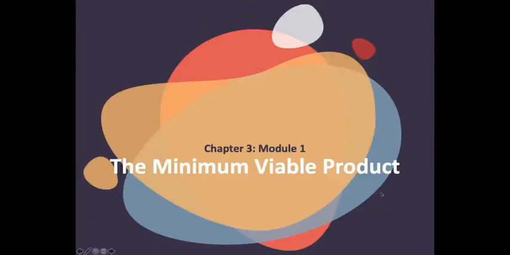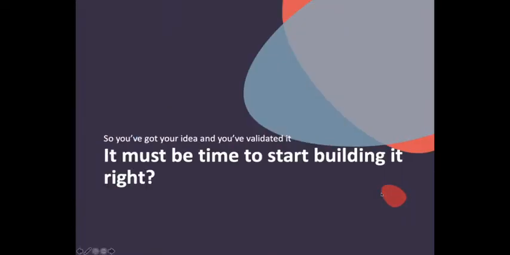So welcome to Chapter 3, the minimum viable product. So you've done your financial model, you've done your lean canvas, you've got your idea, you validated it. It must be time to start building, right? To hire developers and start getting things done? No.